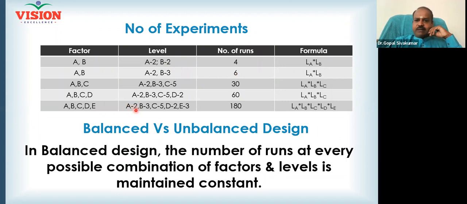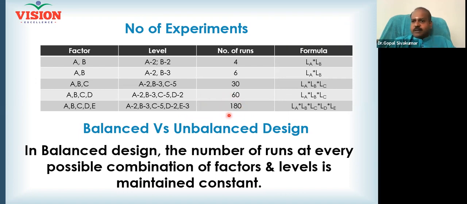Now, tell me, there are 5 factors. First factor, 2 levels. Second factor, 3 levels. Third factor, 5 levels. Fourth factor, 2 levels. Fifth factor, 3 levels. Now, what will be the total number of experiments? Multiply all the levels. 180 experiments.